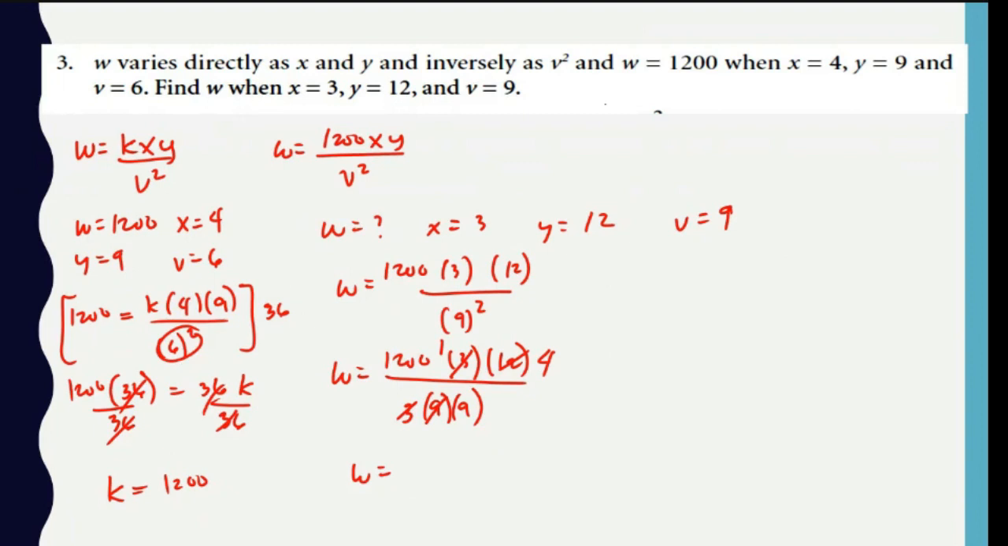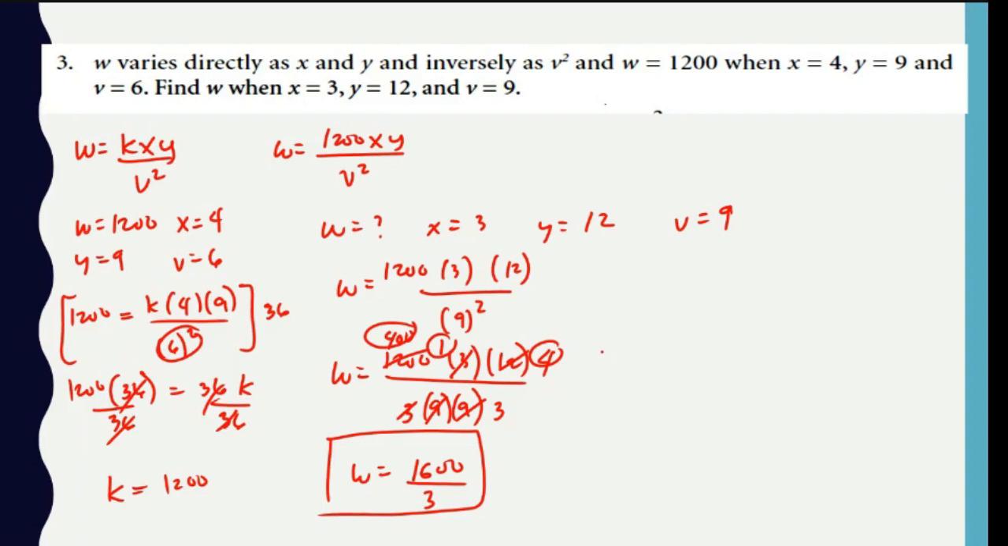Will have a common factor with 9. So there is a common factor which is 3. 1,200 divided by 3 is 400. And 9 divided by 3 is 3. So multiply 400, 1, and 4. You will have 1,600 divided by 3. So 1,600 divided by 3 is our answer.